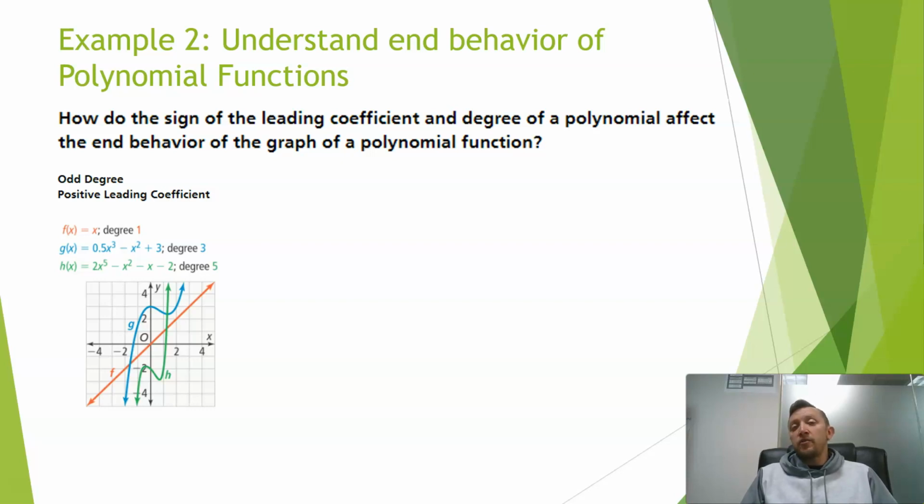The next one, the one in green, has a degree of 5. So again, it's an odd degree. And the leading coefficient there is 2, so it's positive. And the green graph, the right side of the graph is going up, the left side of the graph is going down. So there's a common theme there. Notice the common theme is that the exponent was odd and the leading coefficient was positive.